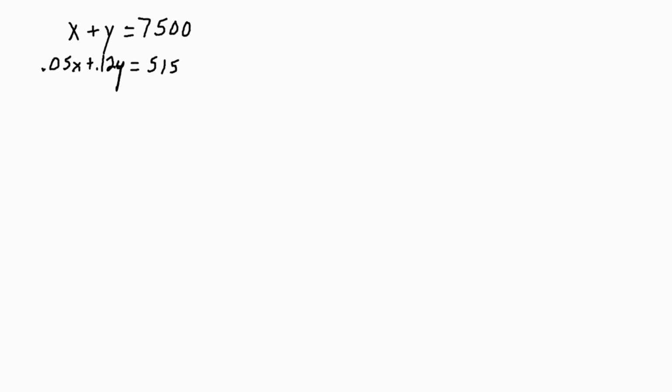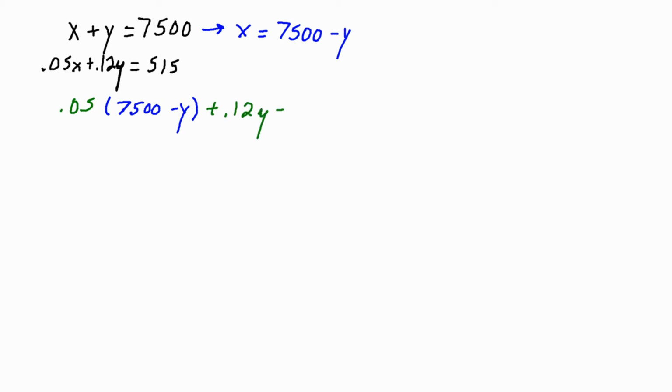I can use substitution or elimination to solve for x and y. Using substitution, solving the first equation for x, x would equal 7,500 minus y. Taking my second equation, I can substitute in for x: 0.05 times (7,500 minus y) plus 0.12y equals 515.